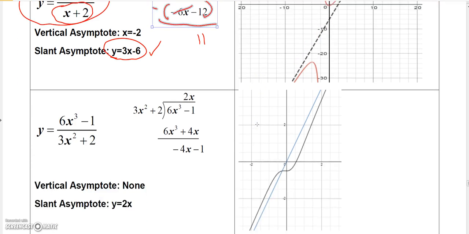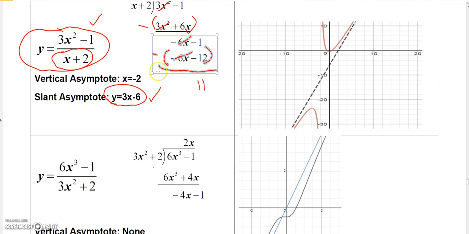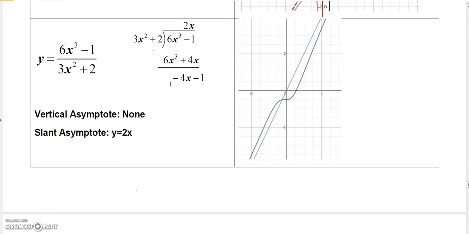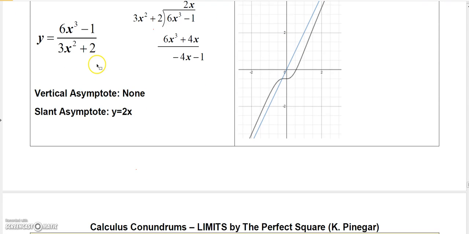Now, let's do another one. Oh, by the way, that one also had, I didn't label it or highlight it on the graph, but that one also has a vertical asymptote. If you just draw a vertical line down through here, you'll see that you have a vertical asymptote, at actually negative 2. The vertical asymptote is x equals negative 2.